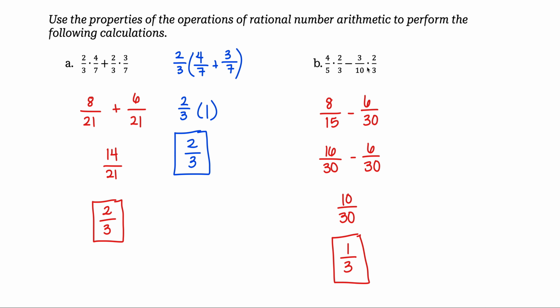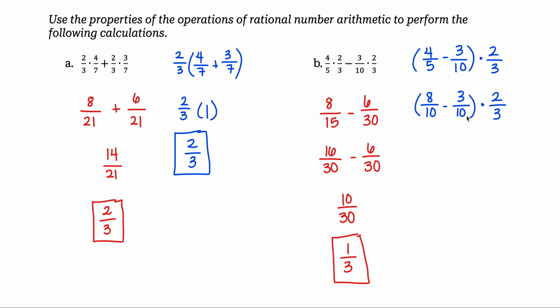Once again, using the distributive property, this time the 2/3 is the second fraction. So when I pull that out, I'm going to put it to the right. So I have 4/5 minus 3/10 times 2/3. Still need to subtract here, still need to have a common denominator, but in this case, the common denominator is just going to be 10. So the first fraction becomes 8/10. So we have 8/10 minus 3/10 times 2/3.